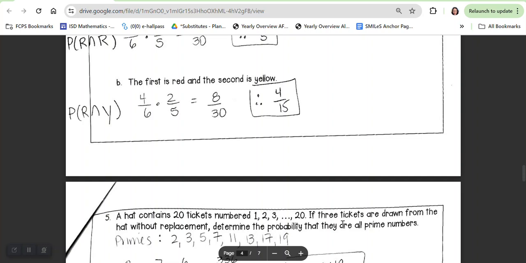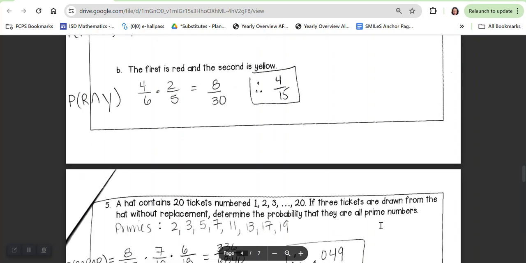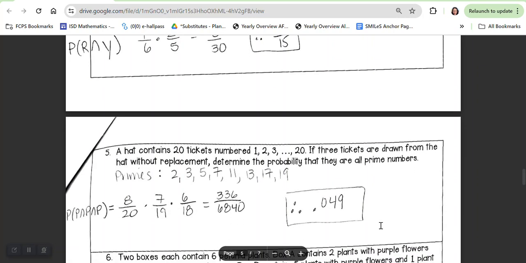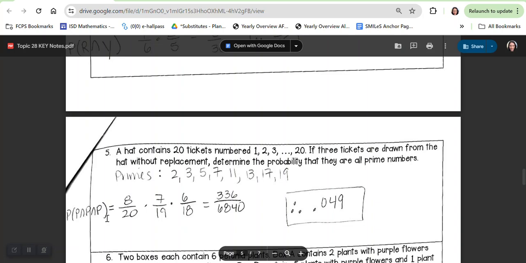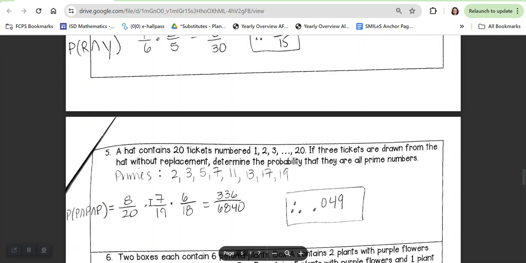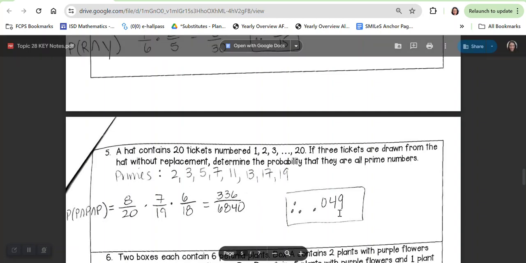So why don't you pause the video and try to figure out the probability that all three are prime numbers. Alright, so what you should have done, probability of prime and prime and prime. First one is 8 out of 20. We take a ticket out, there are only 7 left out of 19, and then we take a ticket out and there are only 6 left out of 18. And we get a fraction, which you can convert to a decimal to 3 sig figs.